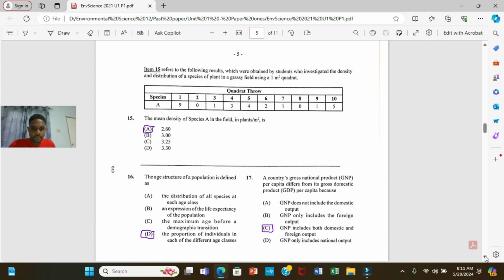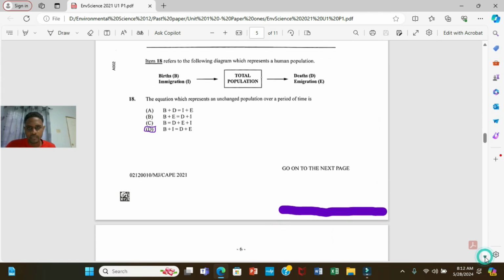And number 17, country's gross national product per capita different from its domestic product, GDP per capita, because, and the answer is C, GNP indicates both domestic and foreign output. 18 refers to the following diagram, which represents a human population. The equation represents an unchanged population over a period of time. The answer is B. Birth plus immigration equal death plus emigration. Growth is 0, that formula.